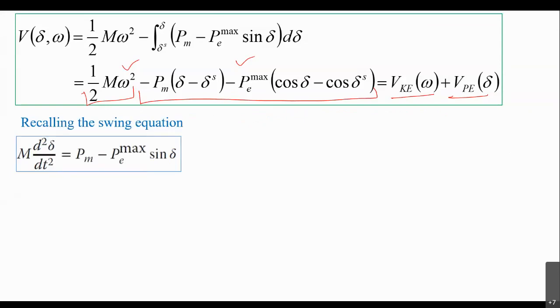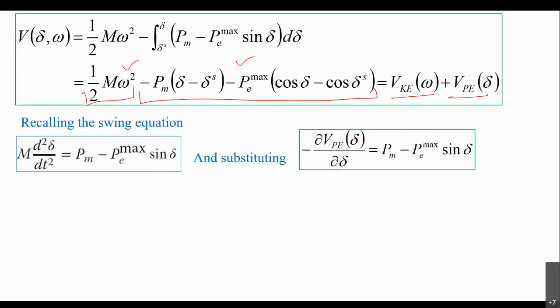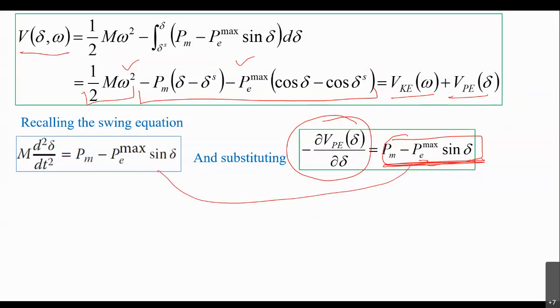That is nothing but M d square delta by dt square, equal to Pm minus P max sine delta. Already we know this for a post fault system. Now let us substitute this. Instead of Pm minus P max sine delta, I will substitute this. How? If I take the negative partial derivative of this energy function, I will get Pm minus P max sine delta, so instead of that I can substitute minus delta Vp by delta of delta.